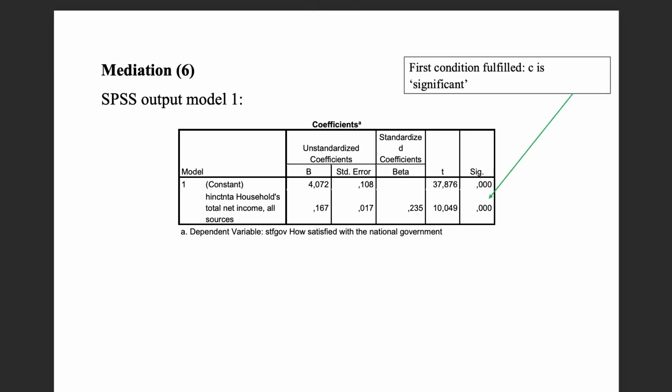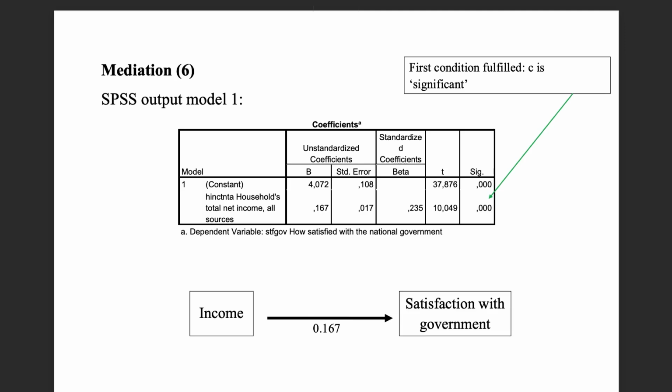So what can I say now? Well, I can say that the first condition that needs to be satisfied for there to be a mediation effect is in fact satisfied, because I find that the simple relationship between income and satisfaction with the national government is statistically significant. I find a super low p-value, so it's quite unlikely to find this effect if in fact there is no effect of income on satisfaction with the national government in the population. So I can reject that null hypothesis, so my first condition is in this case fulfilled.